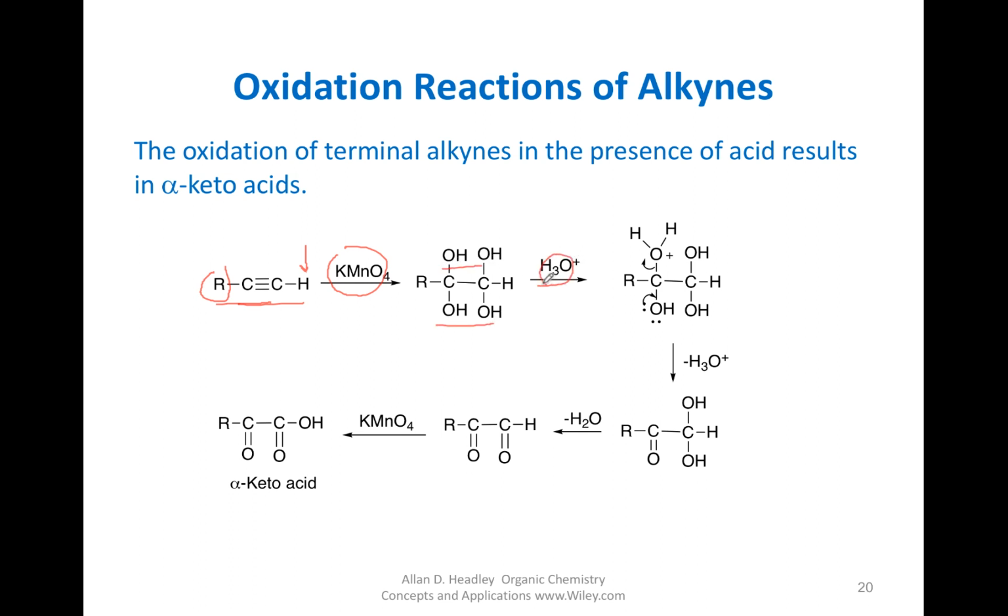In the presence of an acid, water will leave and water will leave here, and we end up with an aldehyde. But as you can imagine, in the presence of an oxidizing agent such as KMnO4, it will oxidize to the carboxylic acid, and now we have an alpha keto acid. As you know, this is a very important type of molecule in biology, the alpha keto acids. So this is how you can make an alpha keto acid from a terminal alkyne.